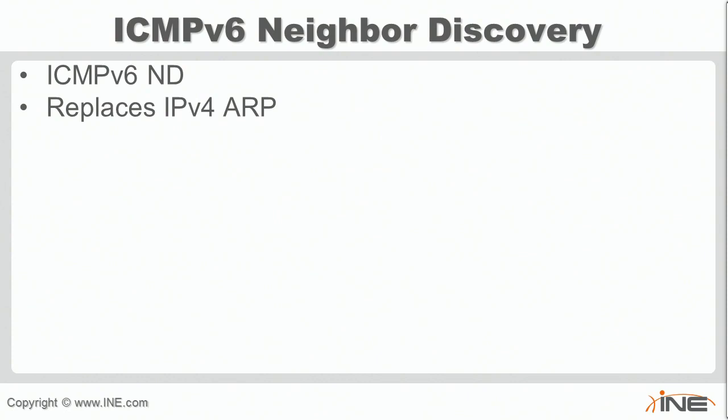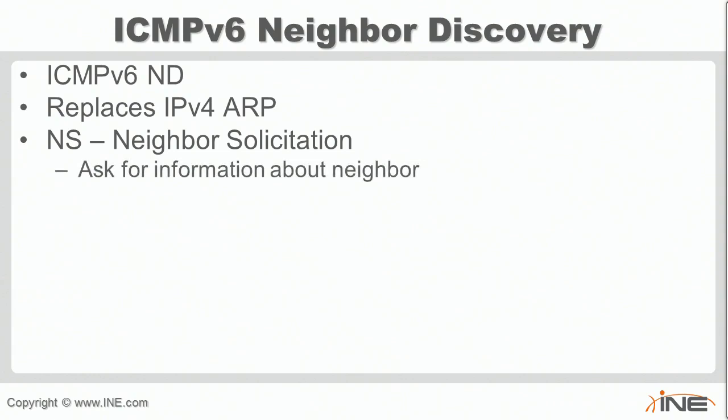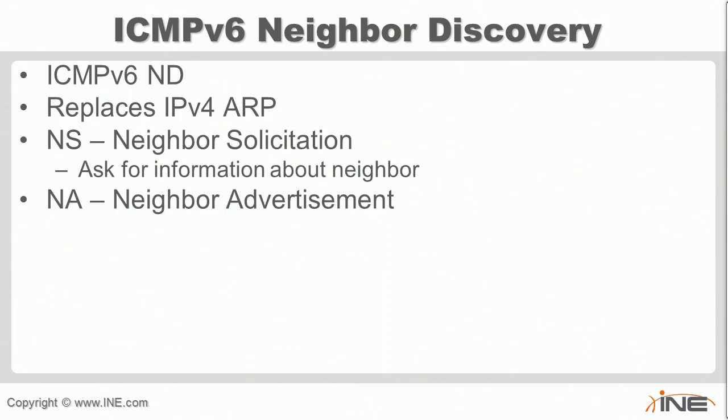The 2 major categories are called solicitations and advertisements, where solicitation, you're asking for something, and then advertisement, you're responding. The 4 major types are the neighbor solicitation, or the NS. This is basically the same as an ARP request. So I'm asking the neighbor, what is your MAC address? The neighbor advertisement is the reply. This is the neighbor saying, this is my MAC address. We then have 2 additional key ones that are just for the routers.